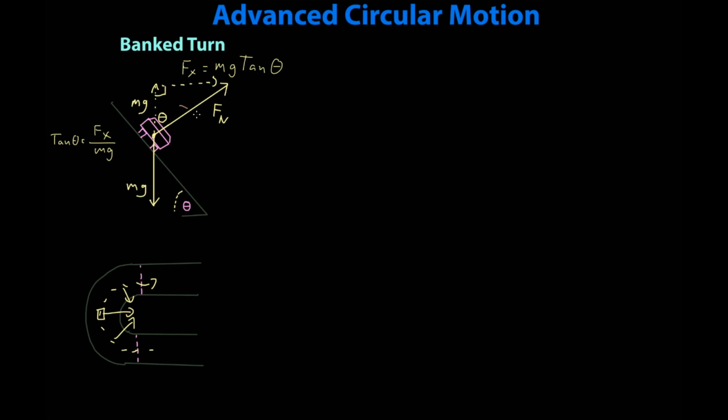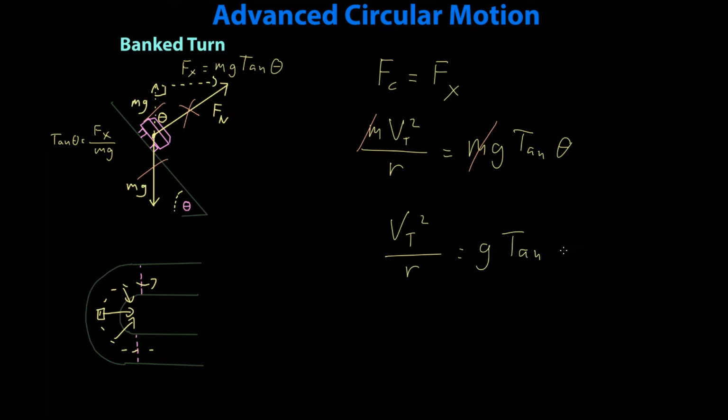Since I broke up force normal, it is essentially gone. These two cancel. That means this is my force toward the center. That means that is my centripetal force. So mvt squared over r equals mg tangent theta. If you notice, masses cancel. So vt squared over r equals g tan theta.